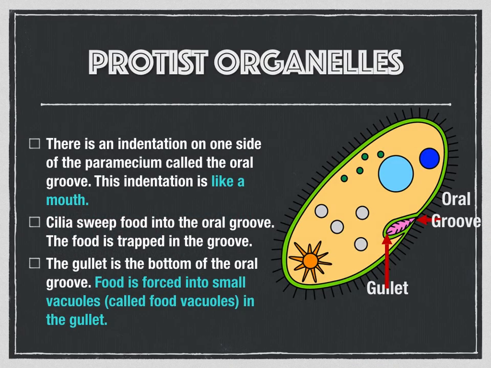There is an indentation on one side of the Paramecium called the oral groove. This indentation is like a mouth. Cilia sweep food into the oral groove. The food is then trapped in the groove. The gullet is the bottom of the oral groove. Food is forced into small vacuoles, which we call food vacuoles, inside the gullet.